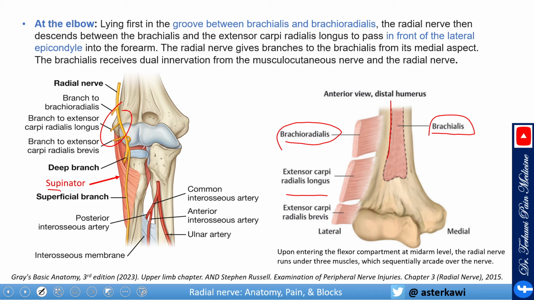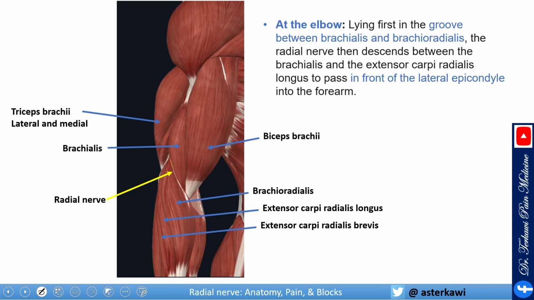Otherwise, the brachialis receives dual innervation from the musculocutaneous and the radial nerve. And you see how the nerve descends above the supinator. So at the elbow, again, as I said, it lies in the groove between the brachialis and brachioradialis. Here you see this is the brachialis. If I remove the brachialis, you see the nerve more clearly. Notice the tendon of the brachioradialis. And then lateral, you have the triceps with the lateral and medial head.